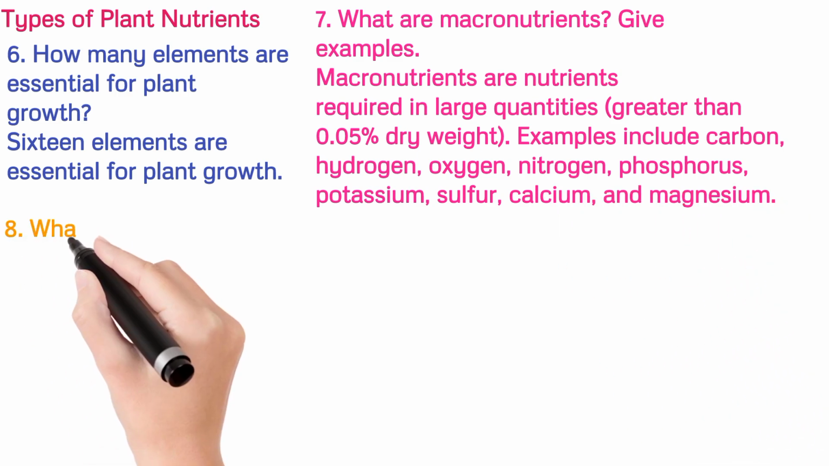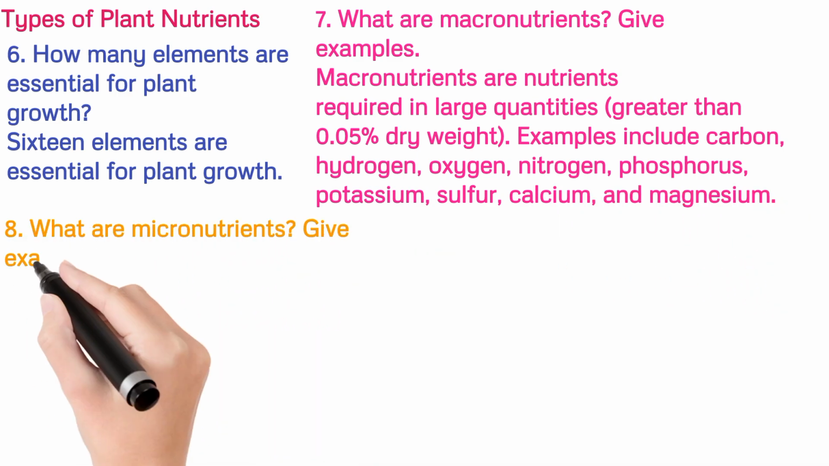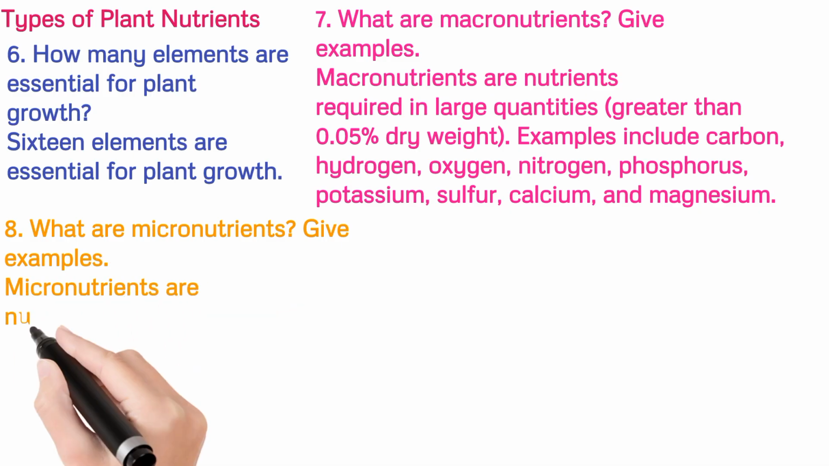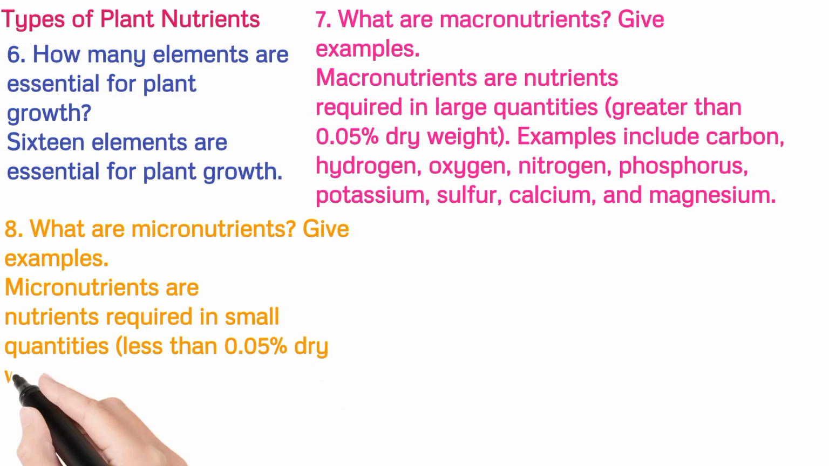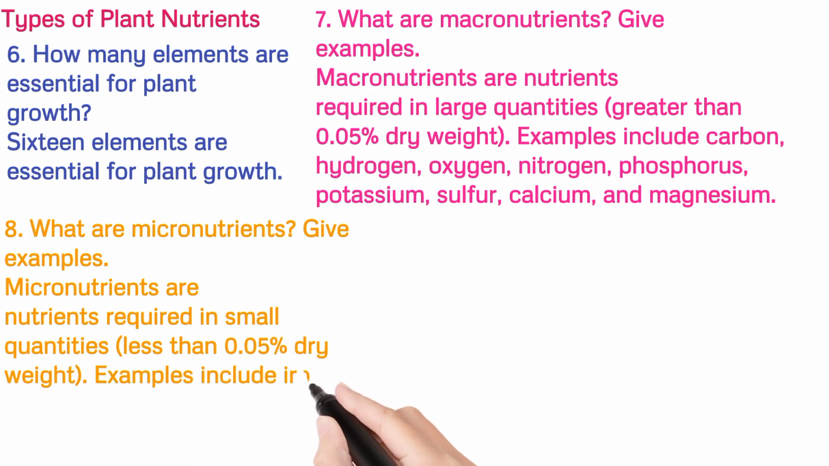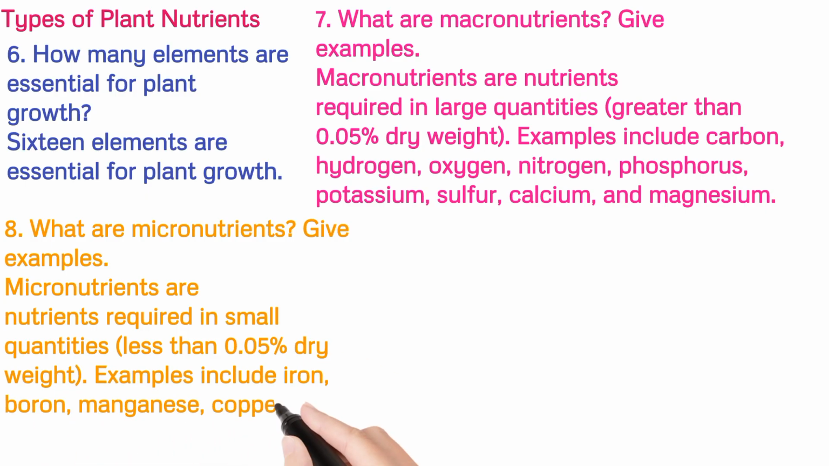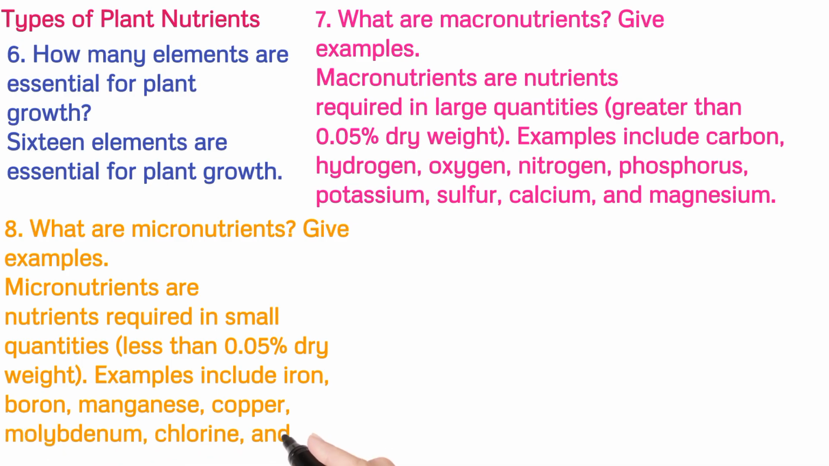8. What are micronutrients? Give examples. Micronutrients are nutrients required in small quantities, less than 0.05% dry weight. Examples include iron, boron, manganese, copper, molybdenum, chlorine, and zinc.